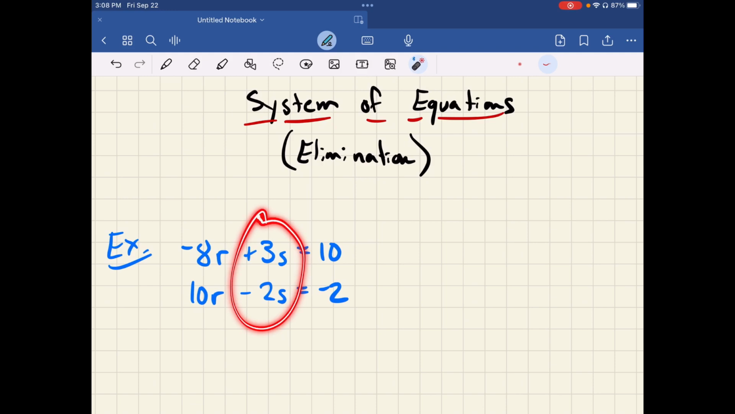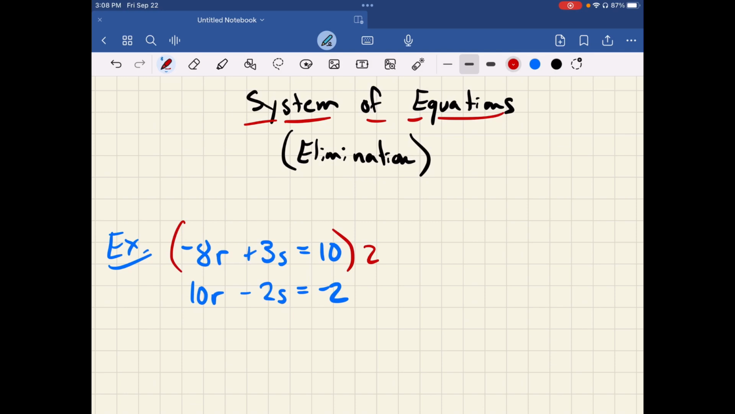All right, so if I multiply this top equation by 2, I'm going to multiply the whole thing by 2. So what I end up getting is negative 16r plus 6s equals 20. And when I multiply both sides, the entire thing by 2, I get a different equation, but they're still equal, right? So all I did was change the way it looks. I didn't change what the value of r and s would be.